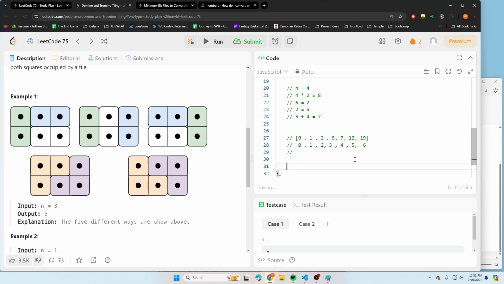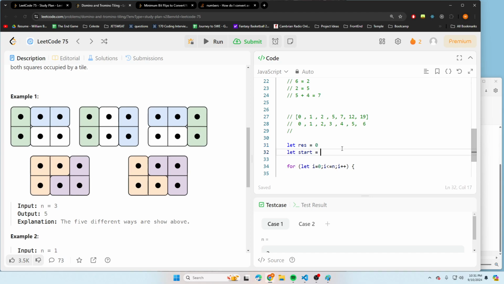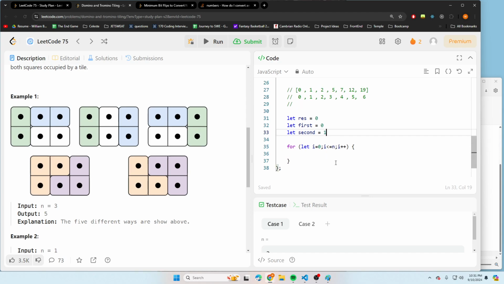So what do we do? Let result equals to 0, for let i equals 0, i less than or equals to n, i plus plus, and then we do let first pointer equals to 0, let second pointer equals to 1. First plus 0. How do we start this?